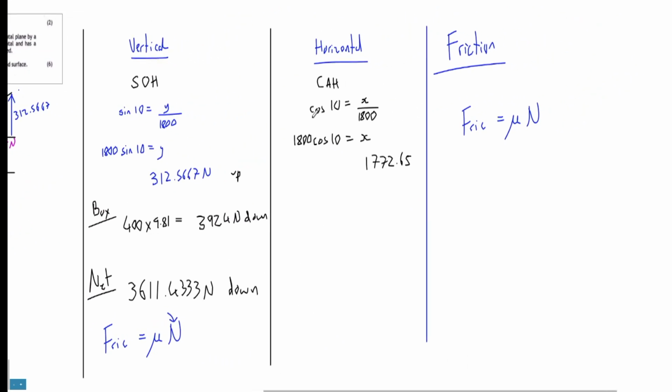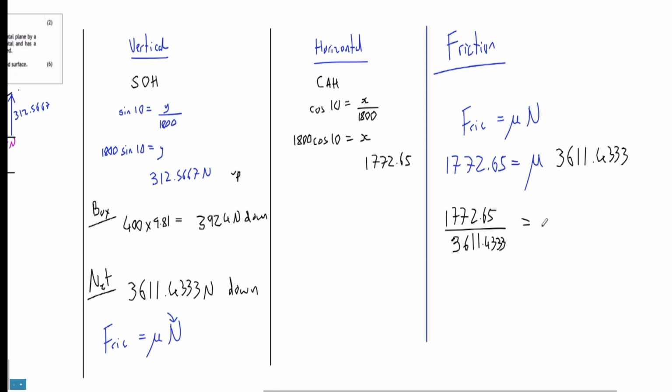The friction force must be equal to the push. So the push is this much, 1772.65 is pushing it forwards. Mu, we don't know, we're calculating. And then the thing contributing towards the downwards force is this 3,611. We'll just pop it in there. All right, now we can calculate mu, which is what we're after. So we do 1772.65 divided by 3611.4333 is equal to mu.